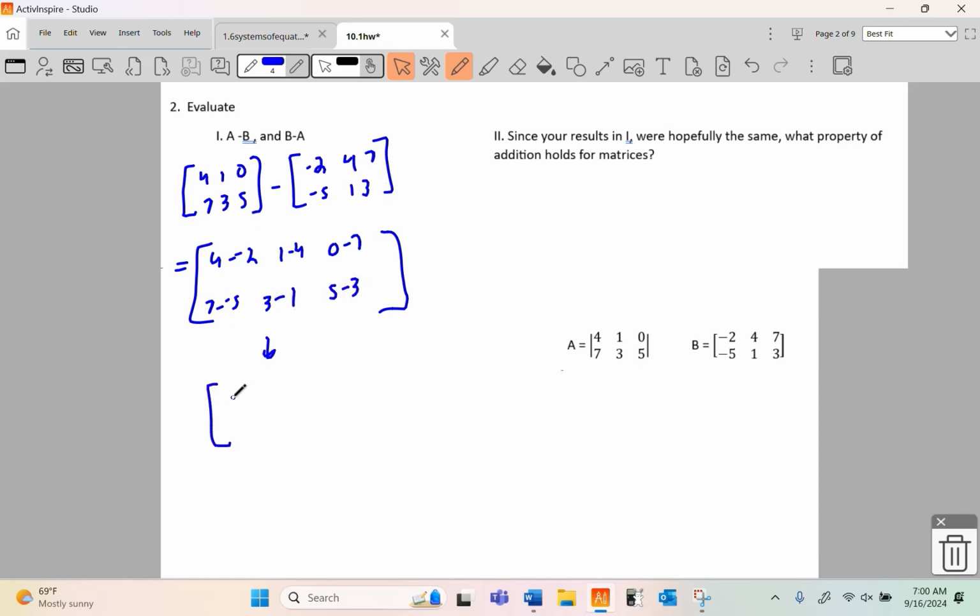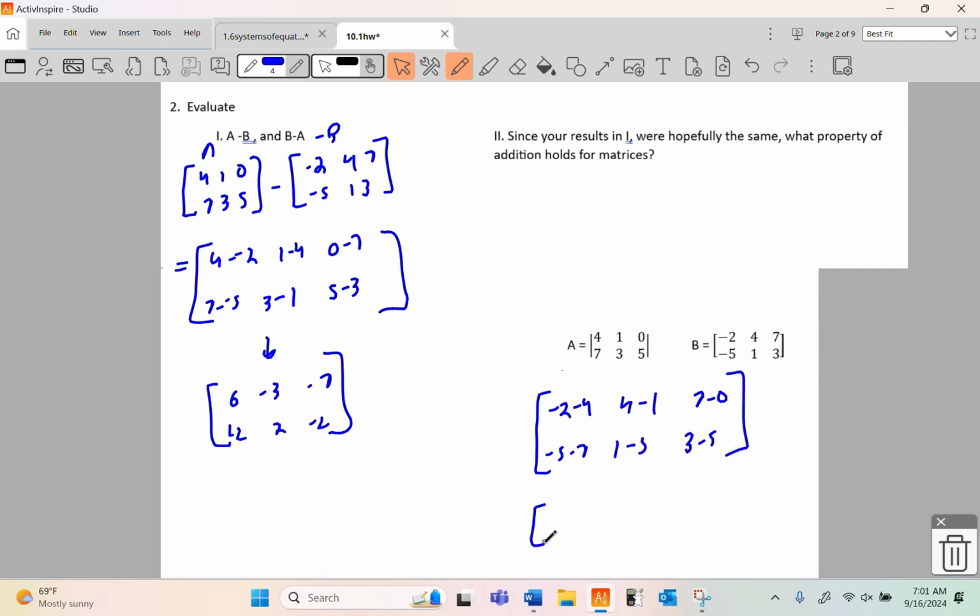And what do we get here? We get 6, -3, -7, 12, 2, -2. So this is A minus B. We're also supposed to figure out what B minus A is. And I'm not going to show quite as much work on that one. Actually, let's just do the initial setup. -2 minus 4, 4 minus 1, 7 minus 0, -5 minus 7, 1 minus 3, and then 3 minus 5.